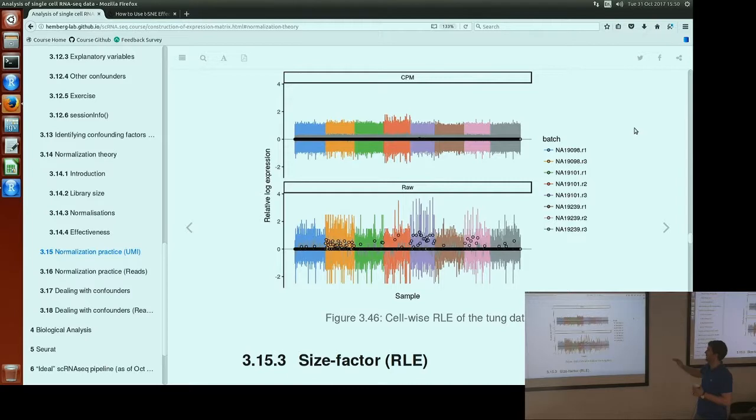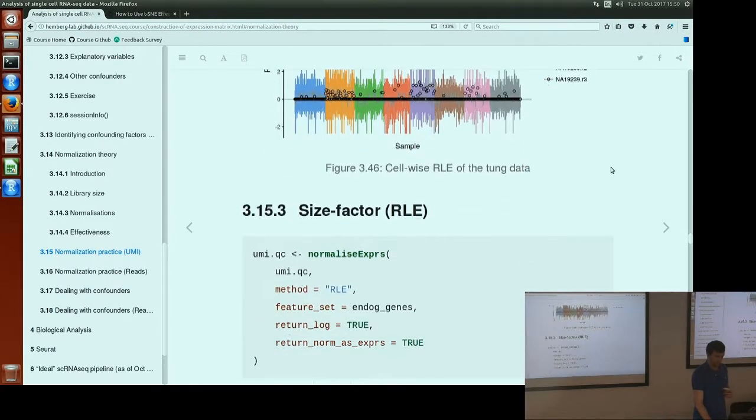The point to take away here is we want to see nice flat RLE plots that show effective normalization, and I think the distinction here with the unnormalized raw values is really obvious. So that's just using vanilla counts per million.